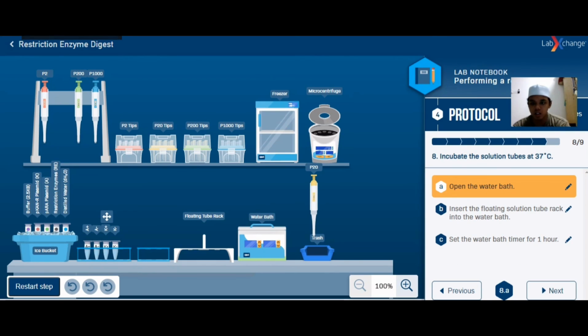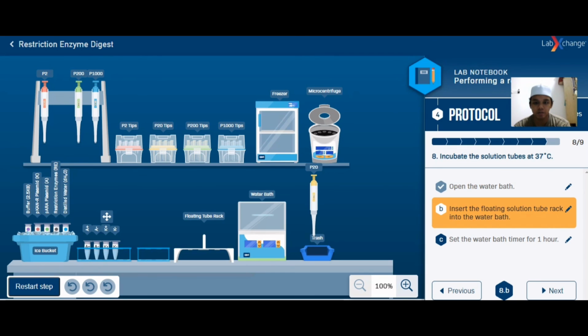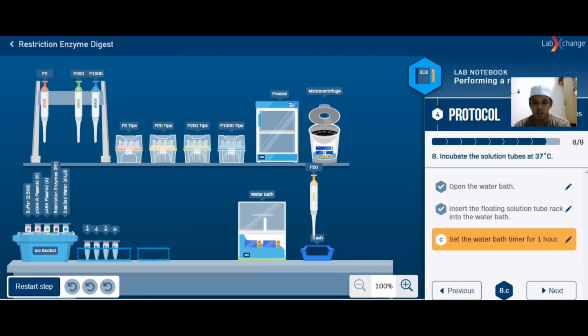And the next step is to incubate the solution tubes at 37 Celsius. First, we need to open the water bath. Insert the floating solution tube rack into the water bath. And set the water bath timer for 1 hour.